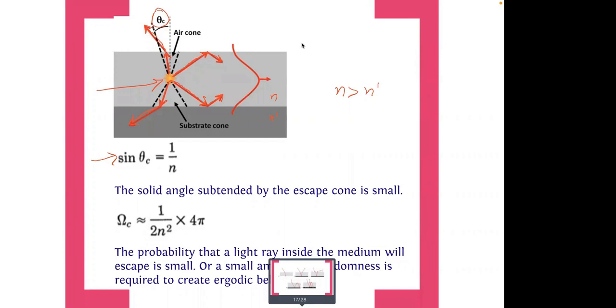Solid angle, as of course we know, is the three-dimensional representation of the two-dimensional angle. So the solid angle of a sphere is 4 pi, and 4 pi over 2n squared is the fraction of the angle subtended by the escape cone. If you think about a cone around the critical angle, if the light falls within that cone, it will escape. If the light falls outside that cone, it will be trapped. Let's call it the escape cone.